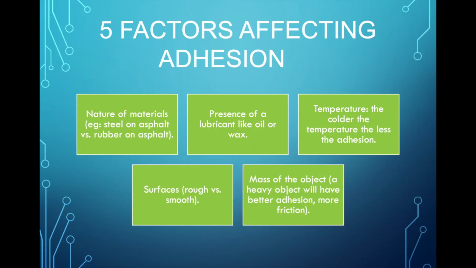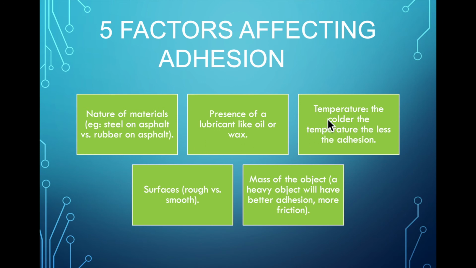Now, there are 5 factors that affect adhesion. The nature of the materials, so depending on what's rubbing together, rubber on asphalt, for example, there's good adhesion. That's why tires are made of rubber, right? So the nature of the materials, some will slip on one another more easily than others. Is there a presence of a lubricant or not? So oil or wax or whatnot.